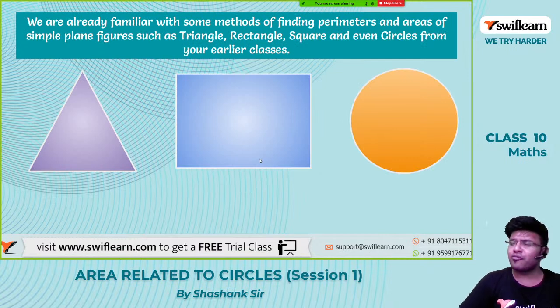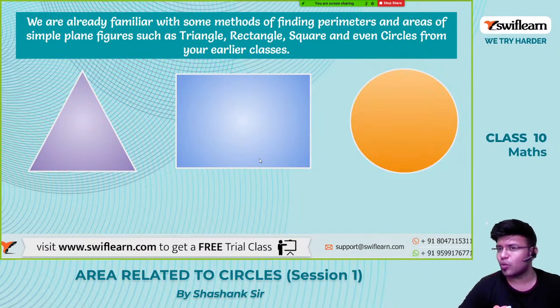So we are familiar with some methods of finding perimeters and areas of simple plane figures such as triangle, rectangle, square, and even circles. We have learned in the previous class how to find perimeters and areas of simple figures.